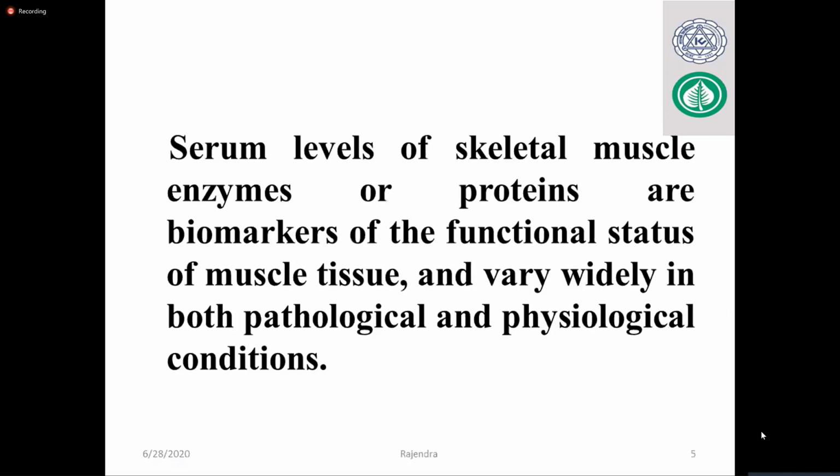And serum levels of skeletal muscle enzymes or proteins are biomarkers of the functional status of muscle tissue, and are used very widely in both pathological and physiological conditions. That means generally we measure many things in serum, and mostly they are enzymes and proteins in nature, but it's not limited. Many times we use CSF as a fluid. We can even use urine to see the kidney status, and other fluids as well, but serum is the most common one to identify the status of muscle tissue damage, in both physiological as well as pathological conditions.